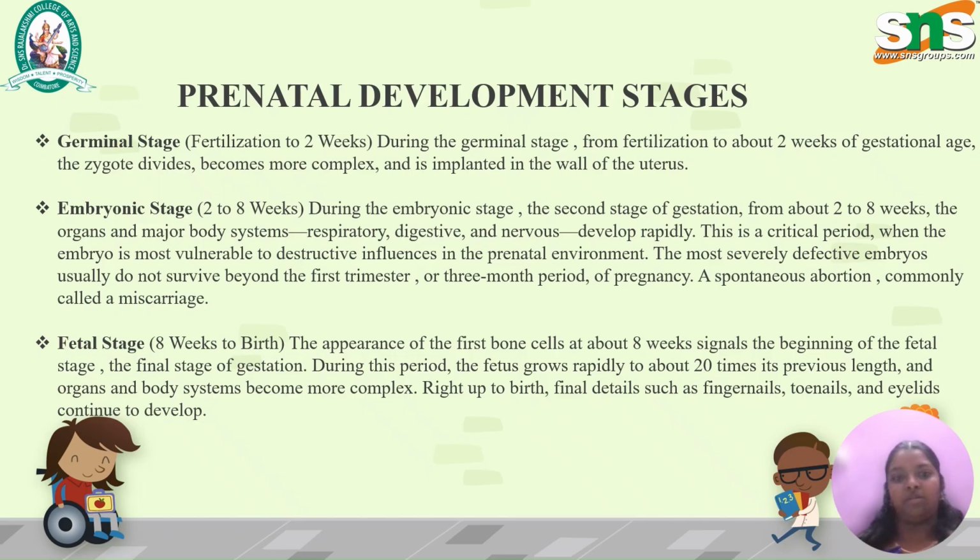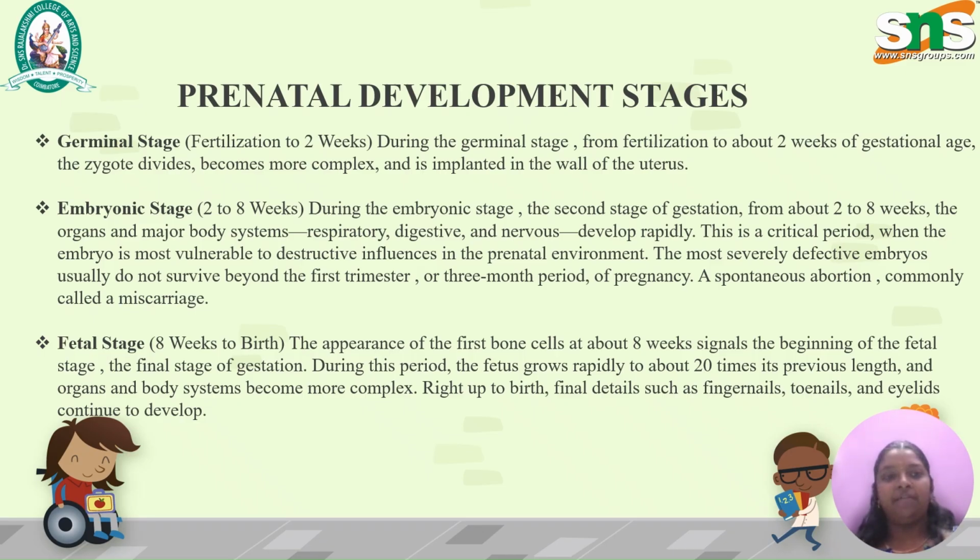Next is the embryonic stage. This is the second stage, which starts from 2 to 8 weeks. During the embryonic stage, from about 2 to 8 weeks, the organs and major body systems, like the respiratory system, lungs, digestive system and nervous system, develop rapidly. During these 2 to 8 weeks, the baby's lungs, heart, everything will start developing rapidly.